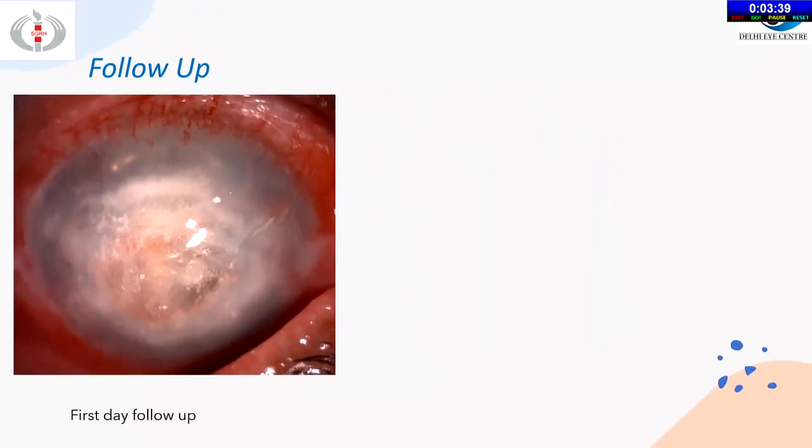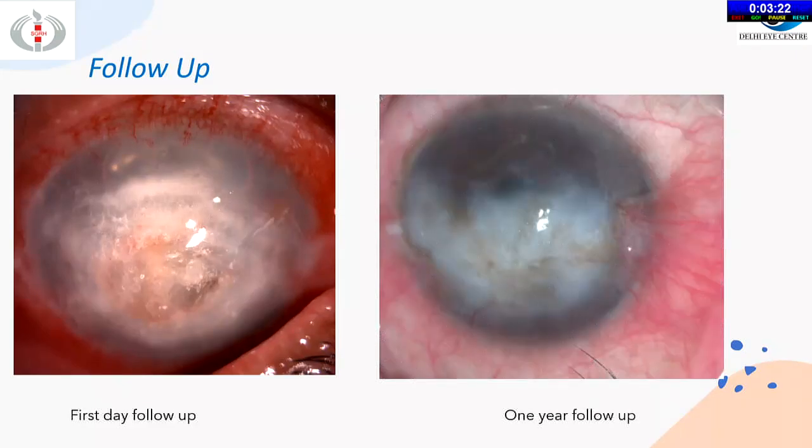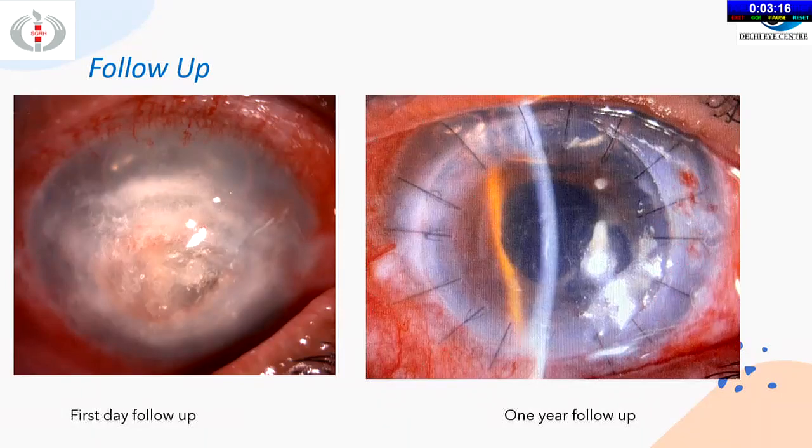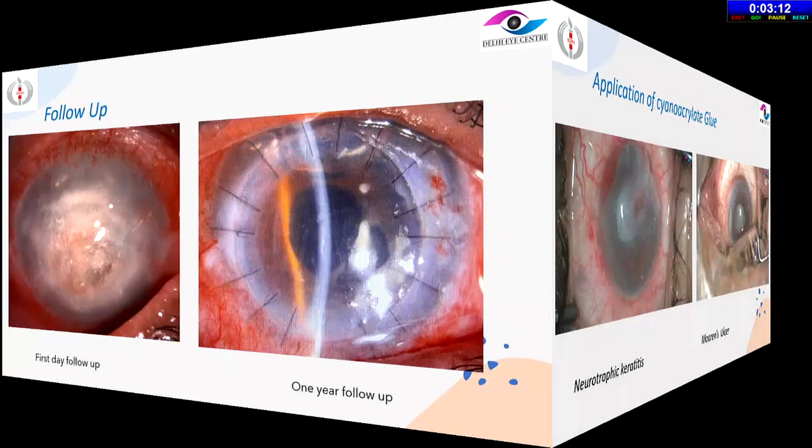This patient was followed up, and this is the first day follow-up picture of the patient. We can see that the tissue adhesive bandage contact lens is in place with an air bubble in the anterior chamber. And after the end of 1 year, we can see that we have a healed corneal scar, and she was taken up for keratoplasty at this point. And this is the first day post-op picture after penetrating keratoplasty.